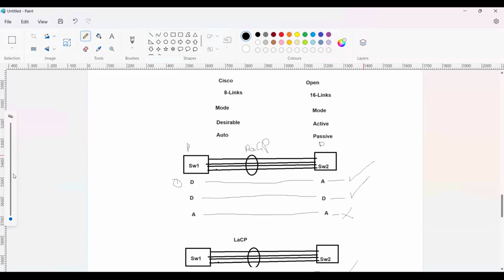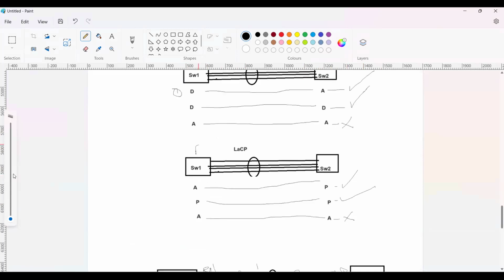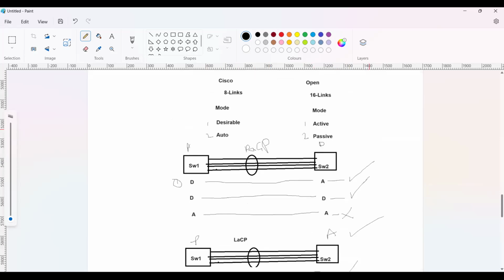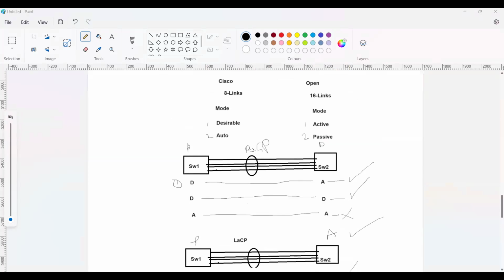Same thing with LACP also. If this is passive mode and here we have active mode, then it will be formed. Both sides active, or active to passive, is possible. Auto to auto is not. In LACP also it is easy; there are only two modes. Okay, in the lab you will verify those things also. If you have any queries, in the lab we'll verify.